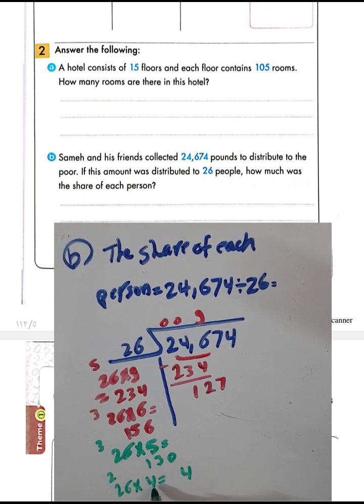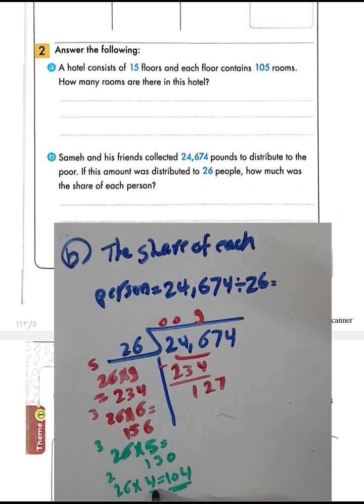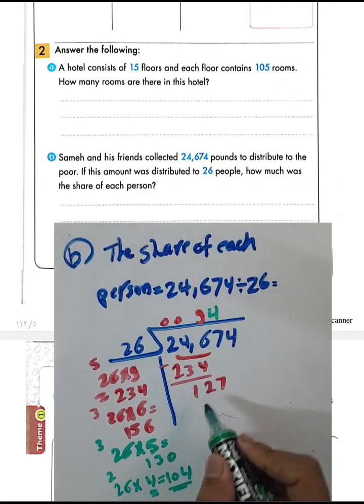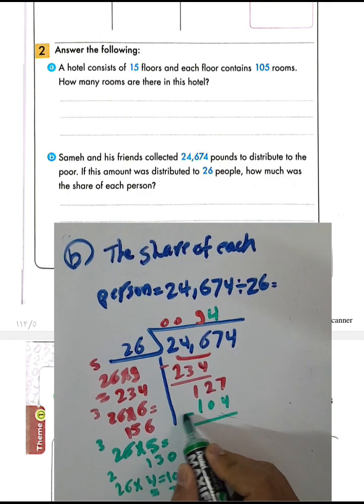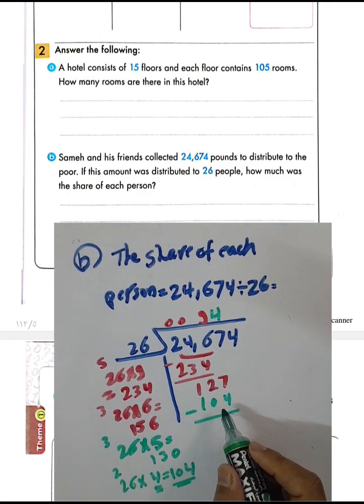2 times 4 equals 8. It plus 2 equals 10. 104 is nearest to 127. Then you must write 4 outside here and write 104. And then find the difference between 127 and 104.